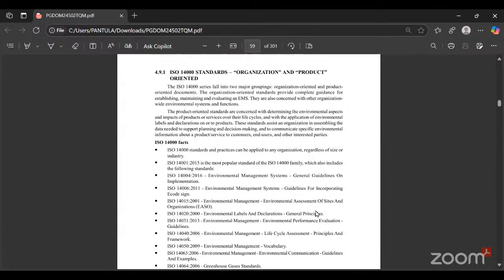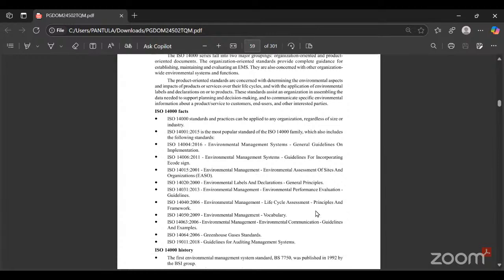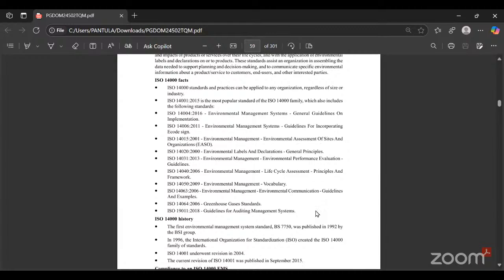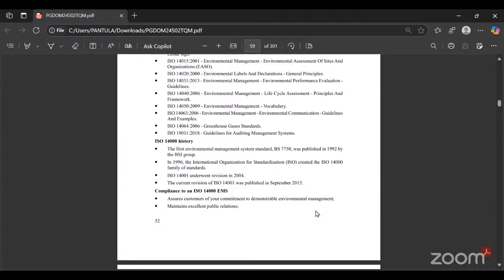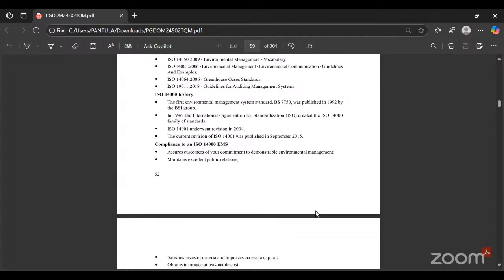14004, environment management systems, general guidelines on implementation. 14006:2011, environment management and environment assessment of sites and guidelines. 14021:2016, labels and declarations, general practices. 14031:2013, environment performance evaluation guidelines. 14040:2006, environment management life cycle assessment, principles and framework. Environment management vocabulary, and 14063, environment communication guidelines and examples. Greenhouse gases standard, 14064, and 19011:2018, guidelines for auditing management systems.